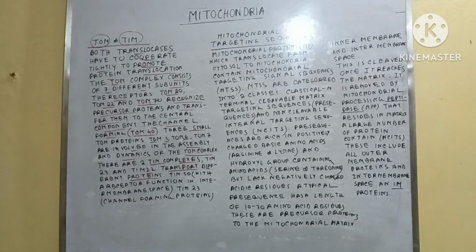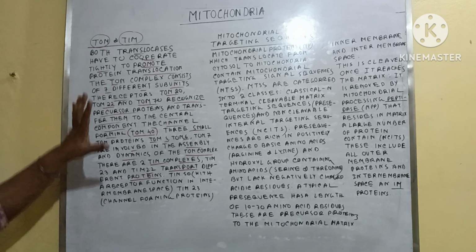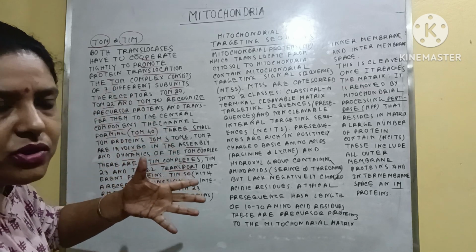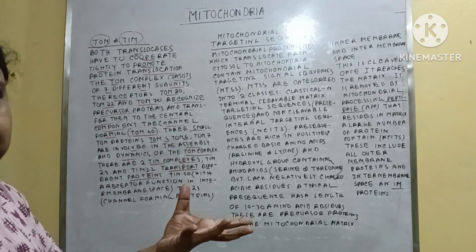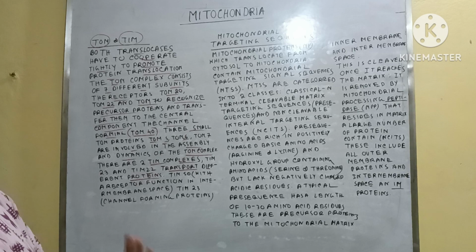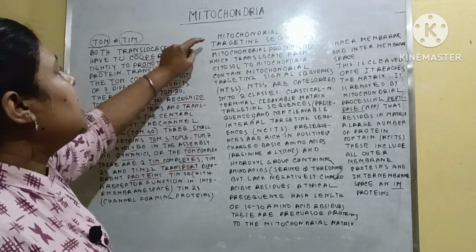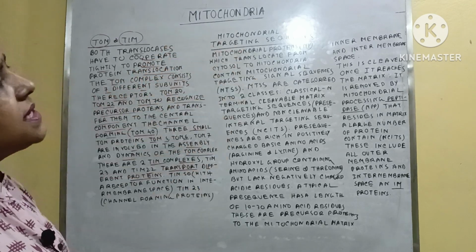So these are the TOM and TIM translocases. They contain many subunits, and their role is just to identify the proteins and then transfer them to the channel area. Next are the mitochondrial targeting sequences.